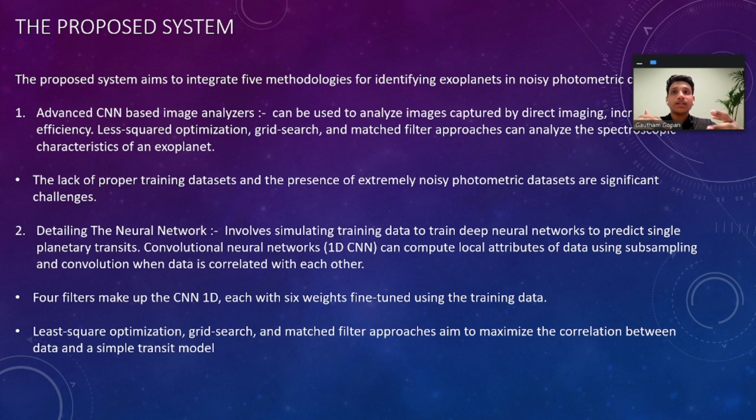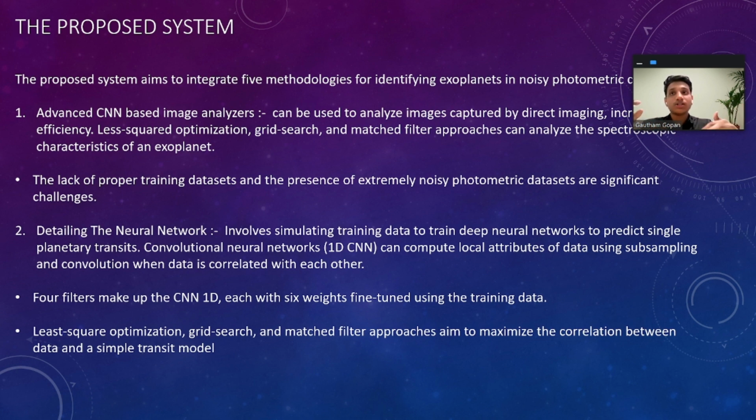Detailing the neural network: it involves simulating training data to train deep neural networks to predict single planetary transits. Convolutional neural networks can compute local attributes of data using subsampling and convolution when data is correlated with each other. The weights of these networks will also be pre-programmed before the system is trained, using the existing dummy data that has been collected using the SHAPE module.